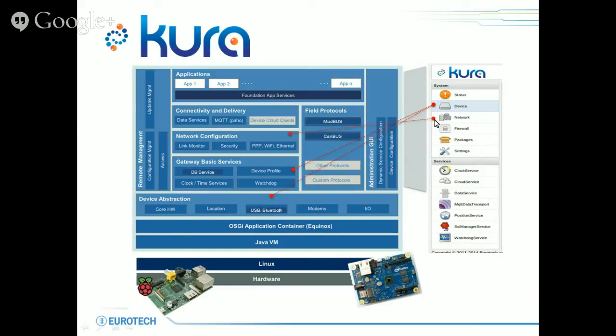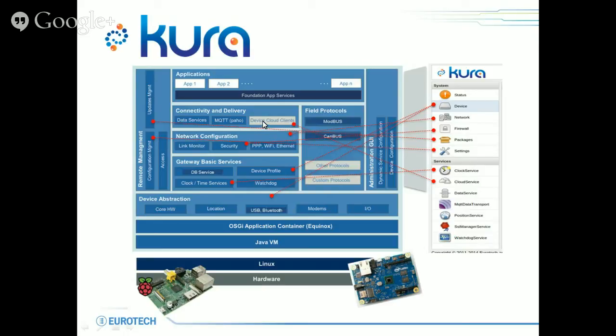Then you have the networking configuration, so linking, security, firewalling, modem, Wi-Fi, Ethernet. You can have the packaging of your software updates. And then you have a set of settings for the configuration management, for the access management, so also users and roles. You have the clock service, so you can program tasks. You can schedule.